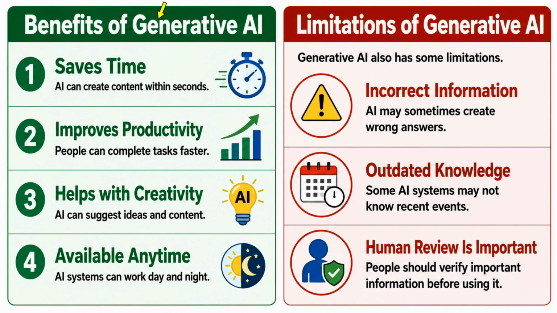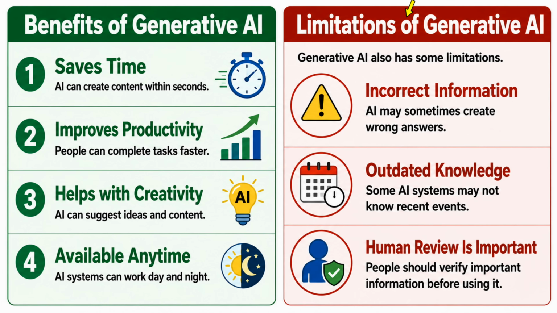What are the benefits of generative AI? First one, saves time. AI can create content within seconds. Second one, improves productivity. People can complete tasks faster. Third one, helps with creativity. AI can suggest ideas and content. Fourth one, available anytime. AI systems can work day and night.